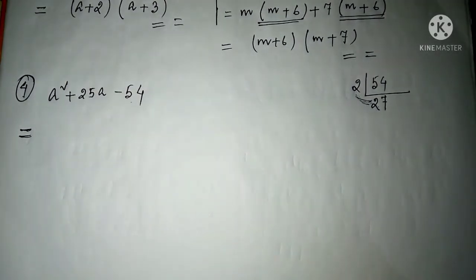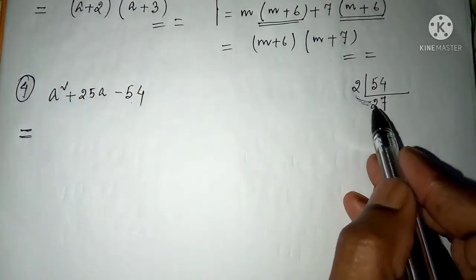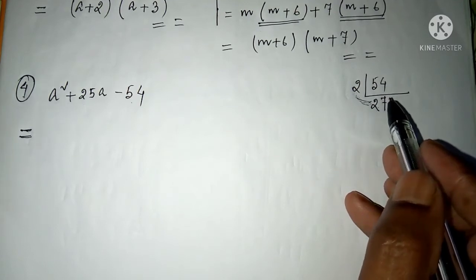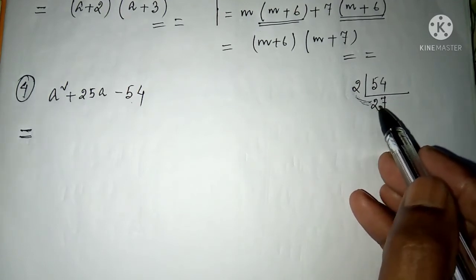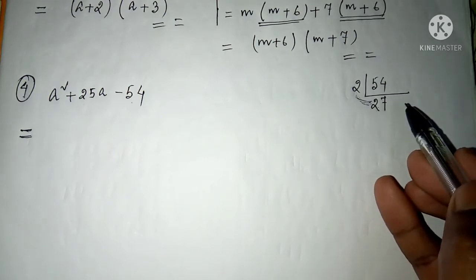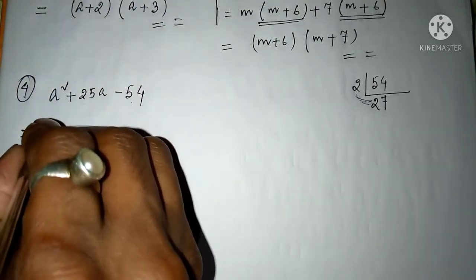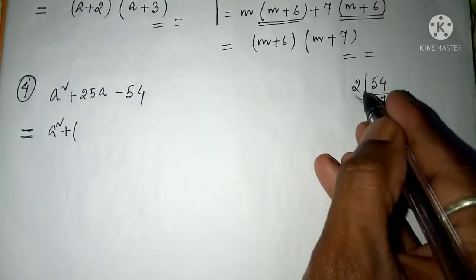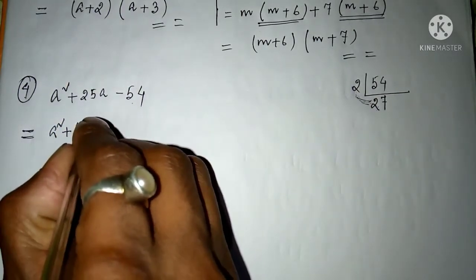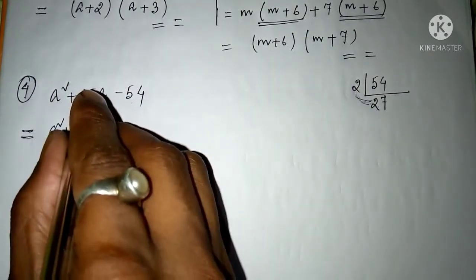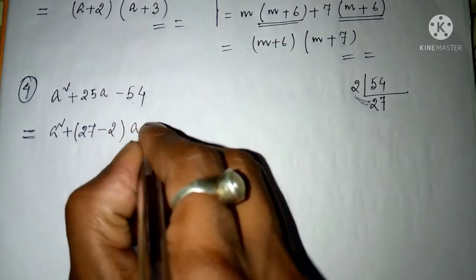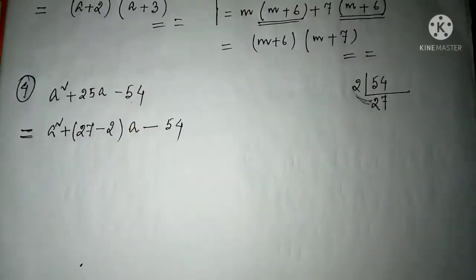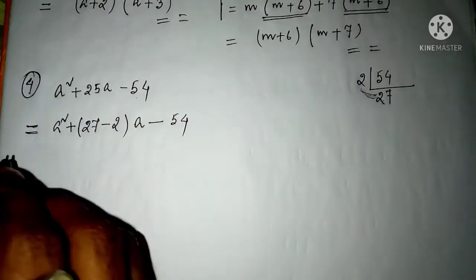Just as I have said, it is not necessary that all the time you have to add the two factors. Sometimes there may be a necessity to subtract. When there is a need of subtraction, you subtract. When there is a need of addition, you add. So here I need to apply subtraction. 27 minus 2 gives me 25, and 27 into 2 is 54, so I can write 54 as it is. Very simple.